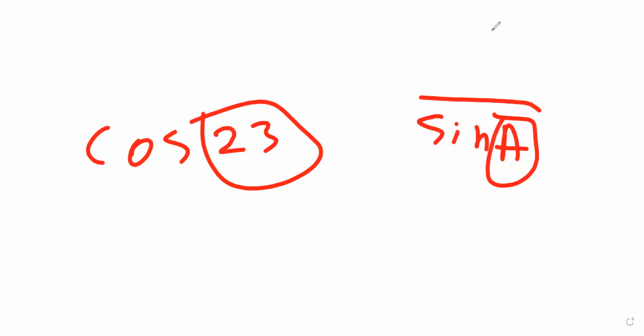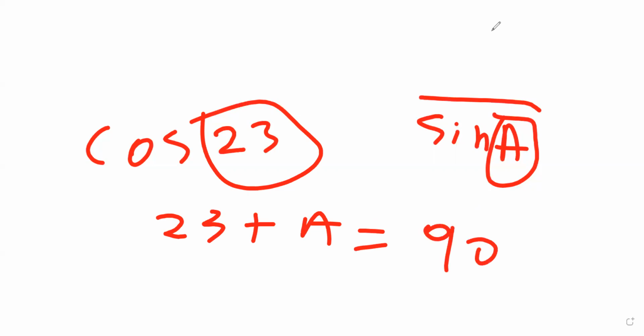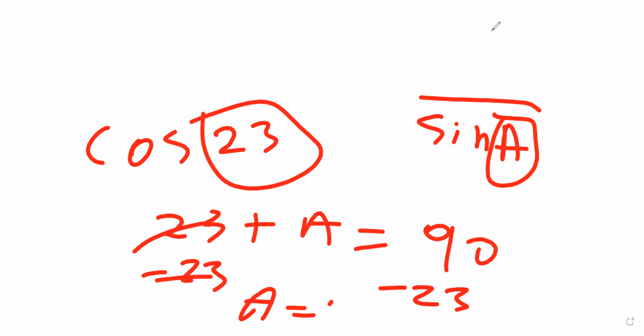Now remember, they both must add up to 90 degrees. So I could simply say 23 plus A is equal to 90. That's not a shortcut, that's just the whole essence of this thing. When you add them, they should be 90 degrees. So if I subtract 23 from that side, A is going to be equal to 67 degrees.